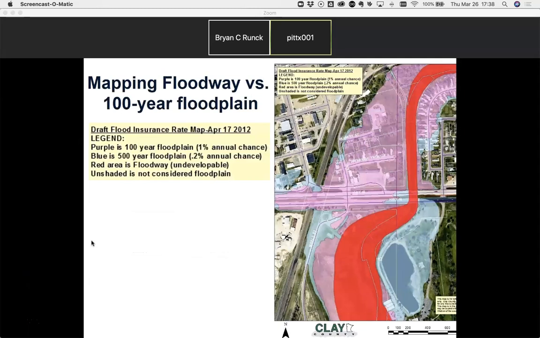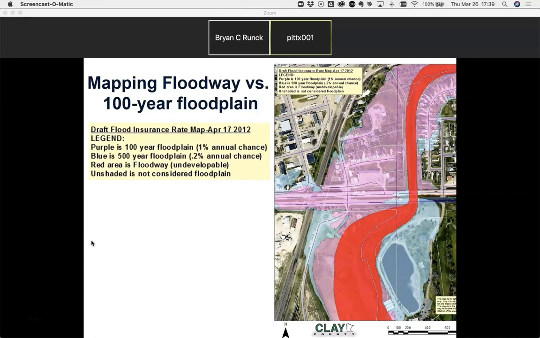This map shows floodway and 100-year floodplain mapping, and the red portion is the floodway. This is the portion of the landscape that's associated with the river channel itself, and you probably can't see, but peeking through the red, you can see a little bit of the river channel, and you can see that there's actually some development that has already occurred within the floodway itself.